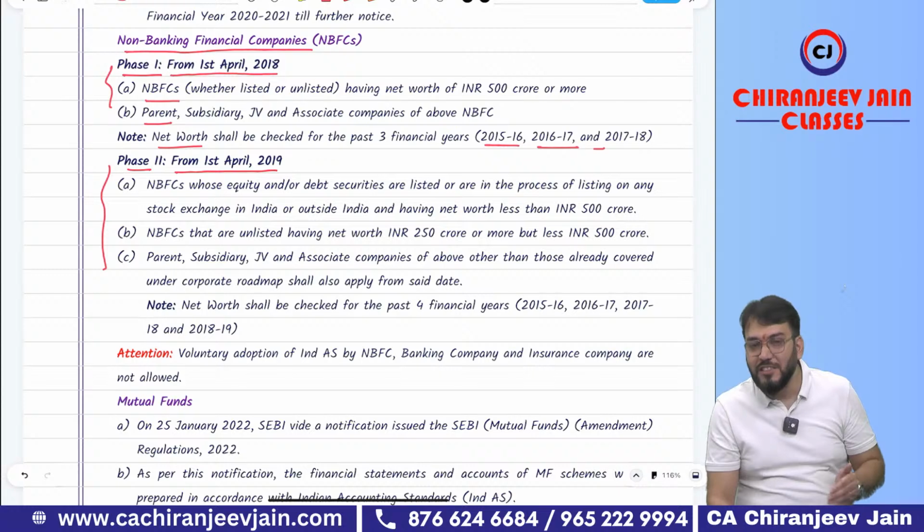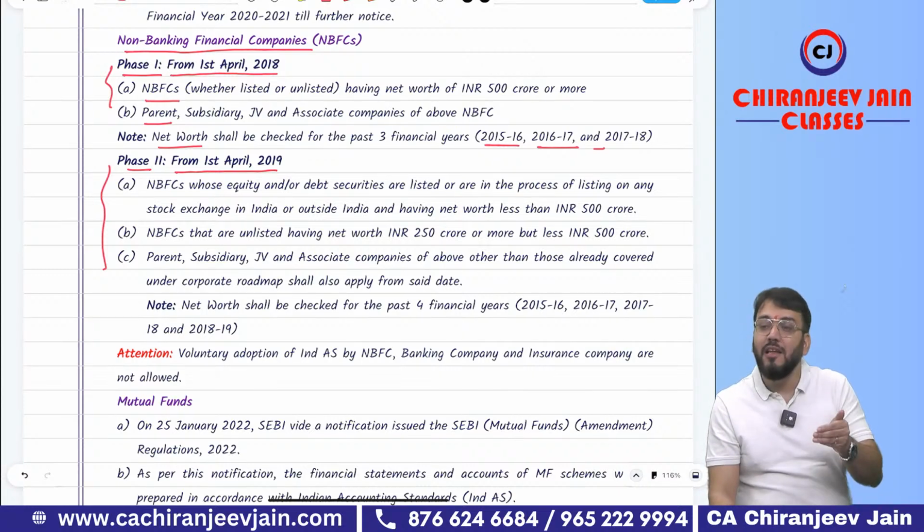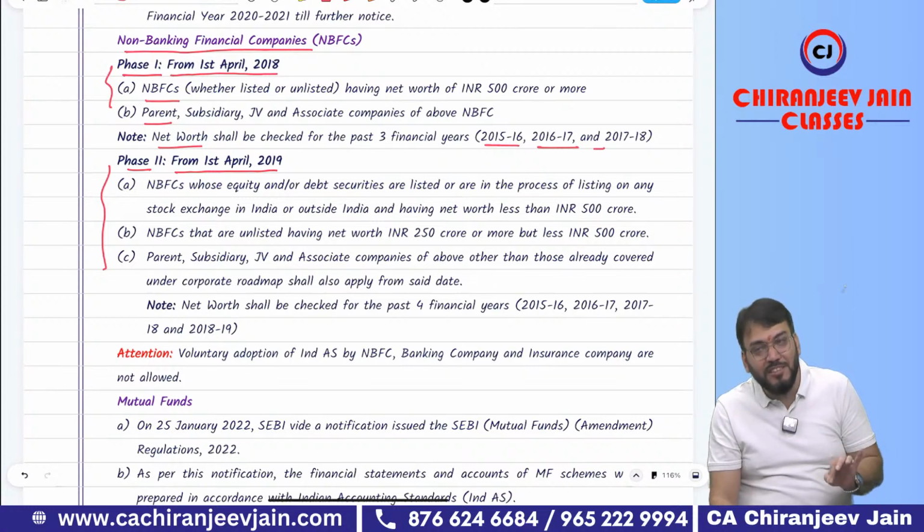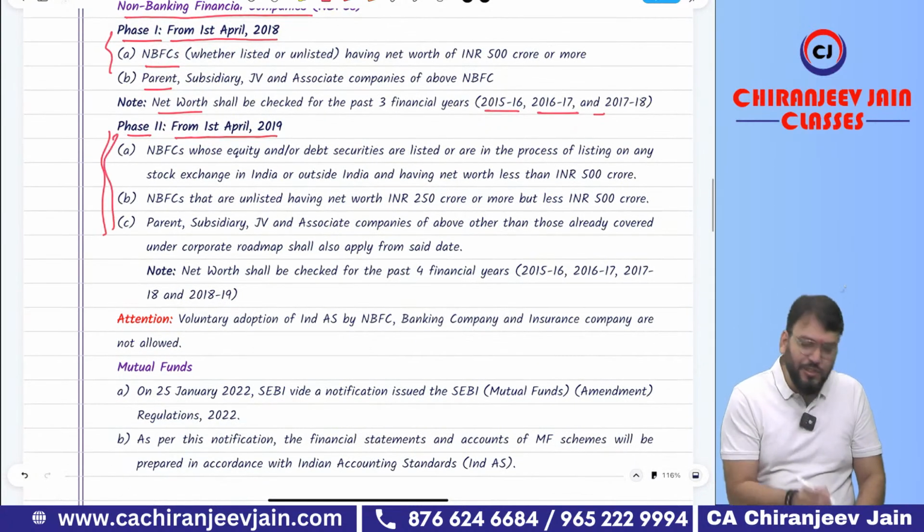Then similarly, phase 2 from 1st April 2019. Now all listed NBFCs will come under the purview, means those not covered in phase 1 will be covered in phase 2. Unlisted NBFCs having a net worth of 250 crore or more will come under the purview of Ind AS from 1st April 2019. Got this point? And then the parent company, associate company, subsidiary company and joint venture of the above companies, Ind AS will be applicable from that date. I hope nothing to explain.